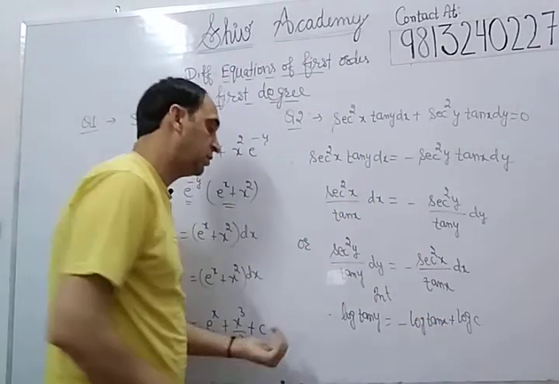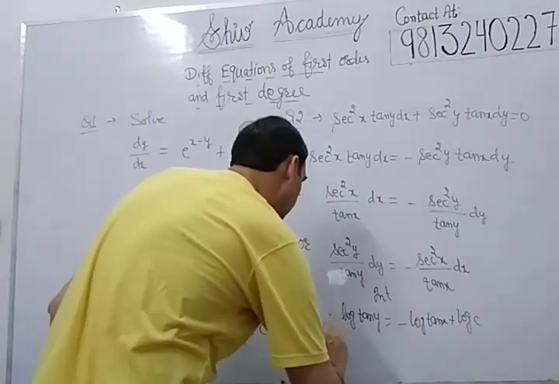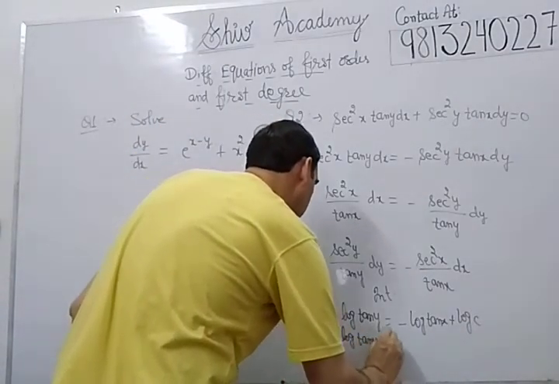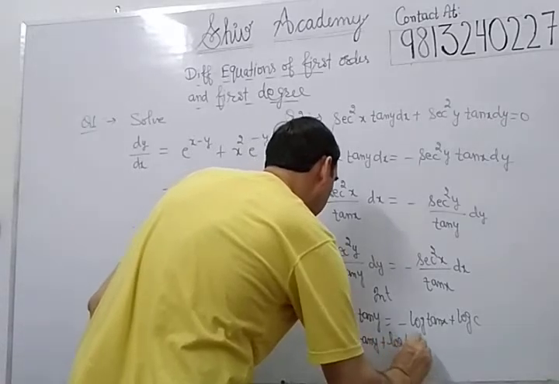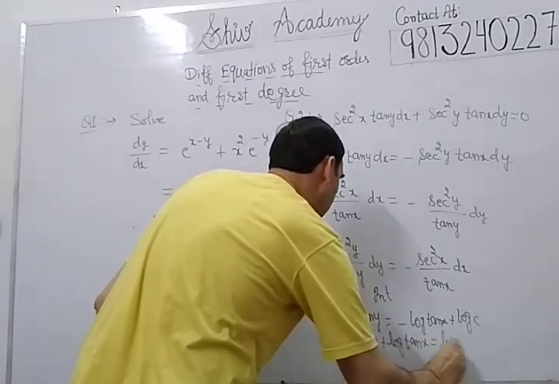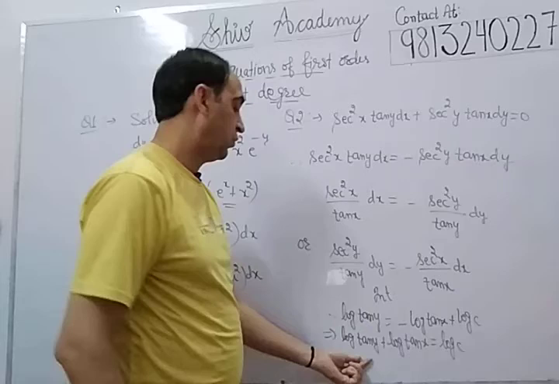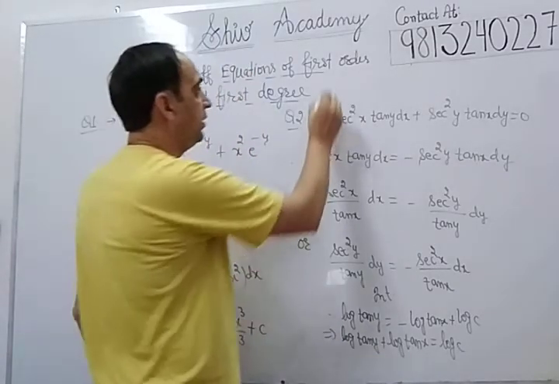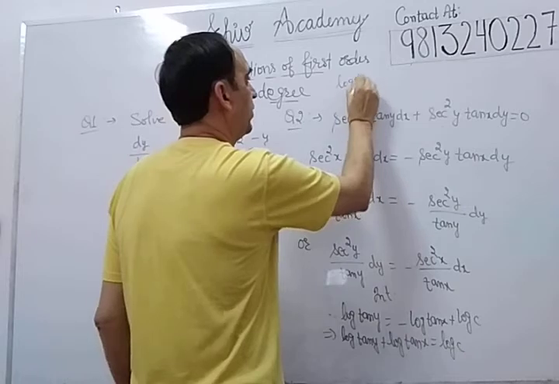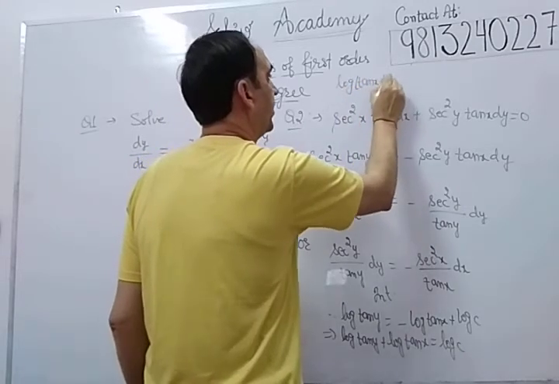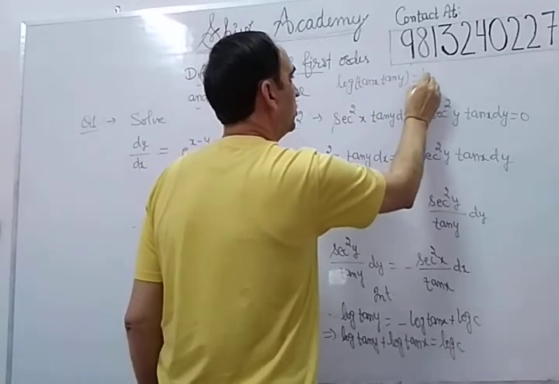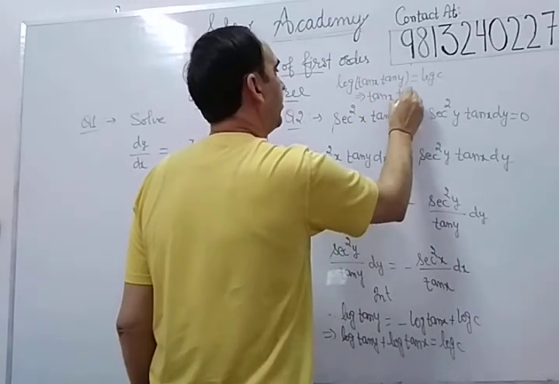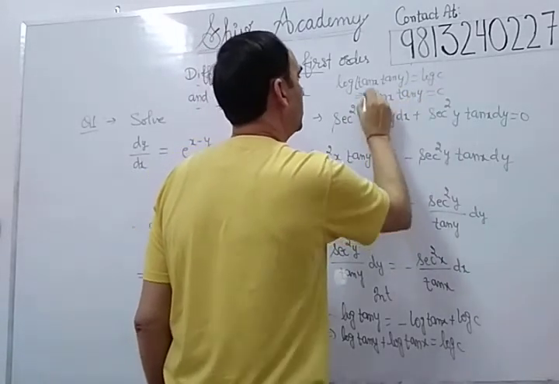So you take this term to this side. What you get? It implies log of tan y plus log of tan x is equal to log of c. So you apply the property of logarithm: log m plus log n is log m into n. So you get log of tan x tan y is equal to log c. So finally you will get the answer tan x tan y is equal to c. So it is the answer.